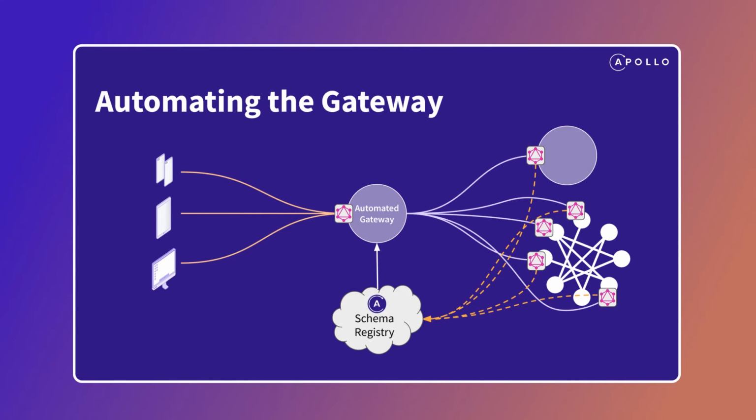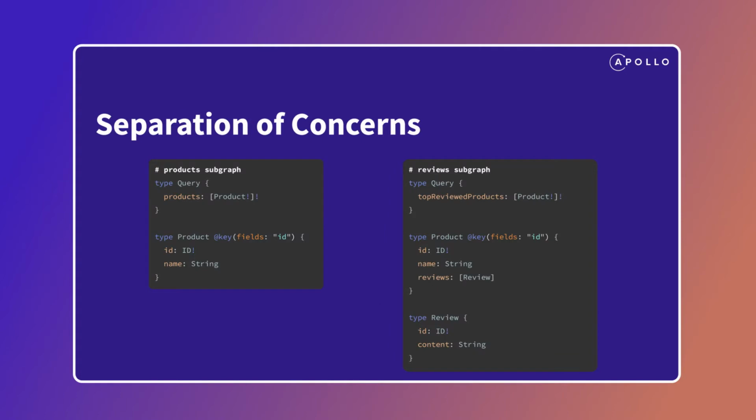And then all the teams owning microservices can contribute smaller bits of GraphQL schema to the schema registry. And then in turn, it automatically updates the gateway, making that piece in the middle of your infrastructure much easier to operate and maintain. This allows the teams that own the microservices to continue to operate independently and autonomously, and allows us to split up our graph by separation of concerns.